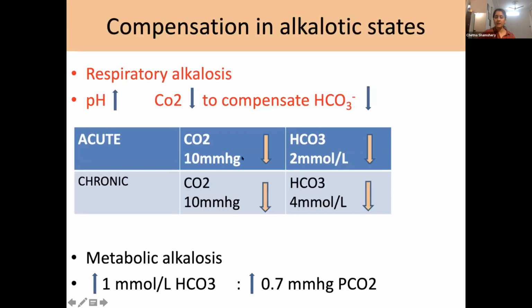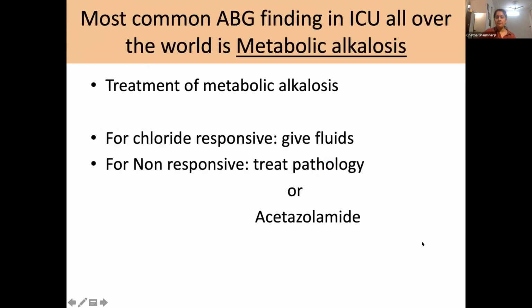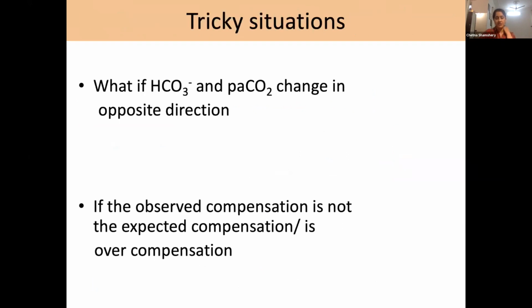And during alkalosis, the compensation is 2, 4, 0.7. If CO2 during alkalosis goes down by 10, the bicarb goes down by 2. In chronic, it goes down by 4. So it is 2, 4. If during metabolic alkalosis the bicarb goes up by 1, the PCO2 goes up by 0.7. So we know usually metabolic alkalosis is tolerated well. For chloride responsive, you give fluids to the patient. If it is untreatable or resistant, then you may try giving acetazolamide.